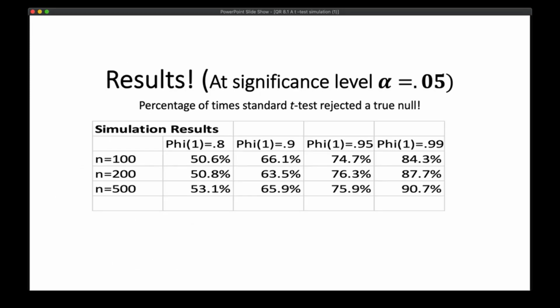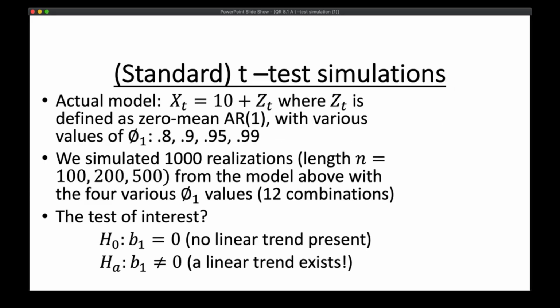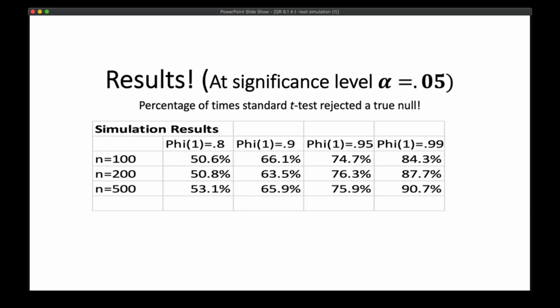So here are your results. We're going to set that alpha at 0.05. Remember, alpha is the probability of a type 1 error, and that's defined as the probability of rejecting a null that is true. Let's go back one slide. Rejecting a null that is true. That means we're rejecting this null and saying that there is a linear trend, when really the truth of the matter was there was no linear trend present. That's what we're talking about as far as the type 1 error and alpha.